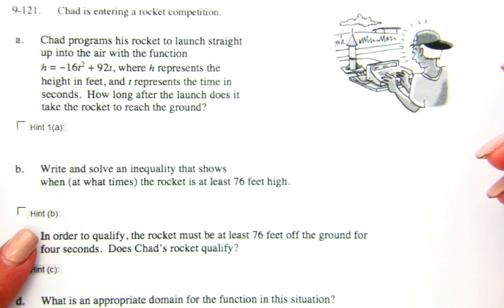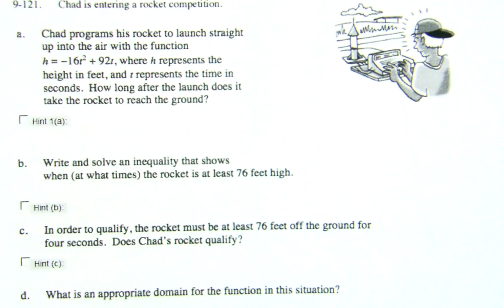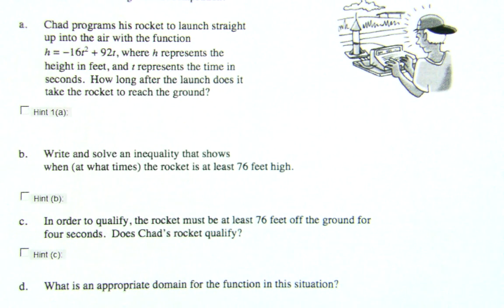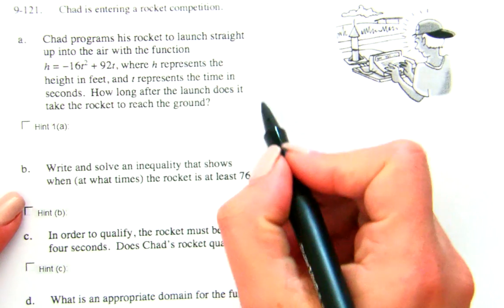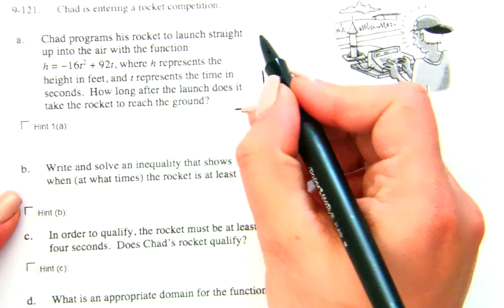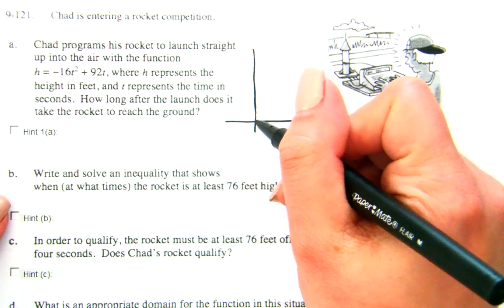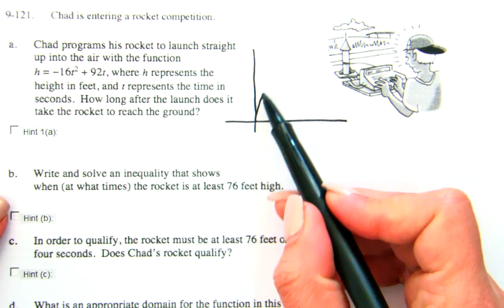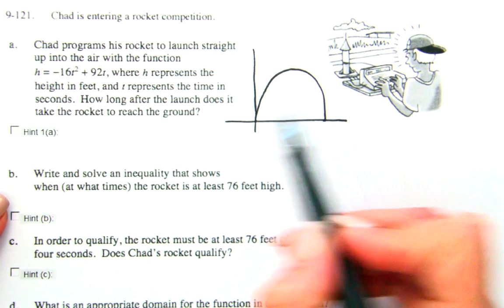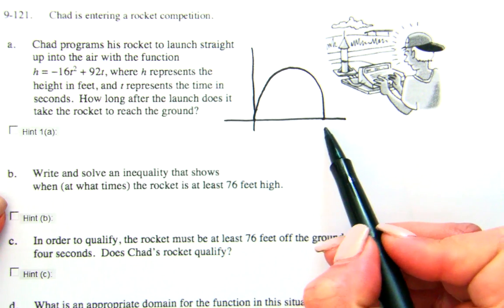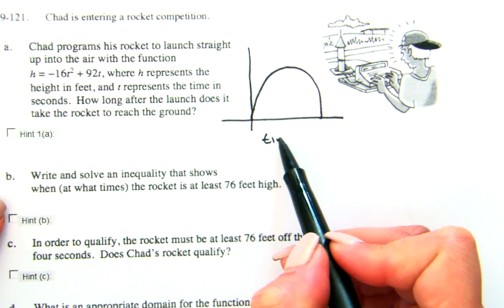Chad programs his rocket to launch straight up into the air with the function h = -16t² + 92t, where h represents the height in feet and t represents the time in seconds. How long after the launch does it take the rocket to reach the ground? So basically what you want to do is set up a little bit of a table. It launches from the ground, goes into the air, and comes back down again. So the question is, when does it come back down? As in time in seconds.